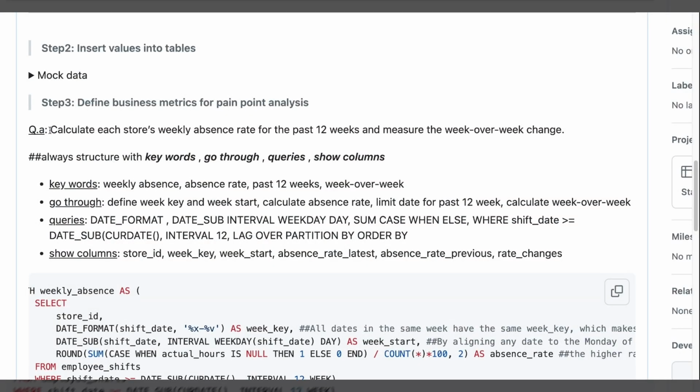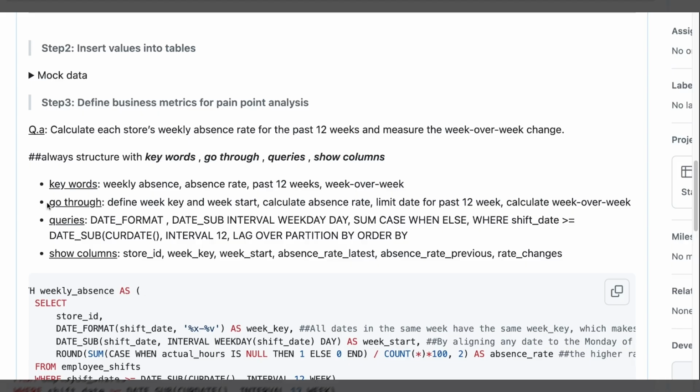For today's example, here's the analysis question. Calculate each store's weekly absence rate for the past 12 weeks and measure the week-over-week change. The keywords I identified are weekly absence, absence rate, past 12 weeks, and week-over-week. When choosing keywords, I usually pick the parts that can be quantified.